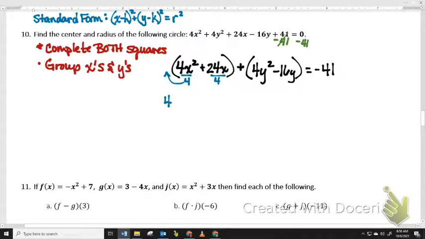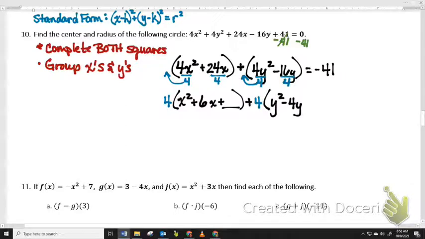So 4 times x squared plus 6x plus something. Oh, thank you. I said divide, and then I didn't. We're going to kick this 4 out to the front as well. So I have plus 4, and then y squared minus 4y plus something equals -41. How many things are we going to add over here? 2. 1 for each square that we're completing.